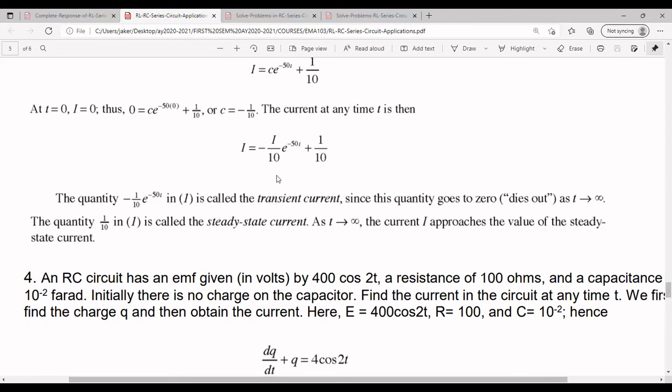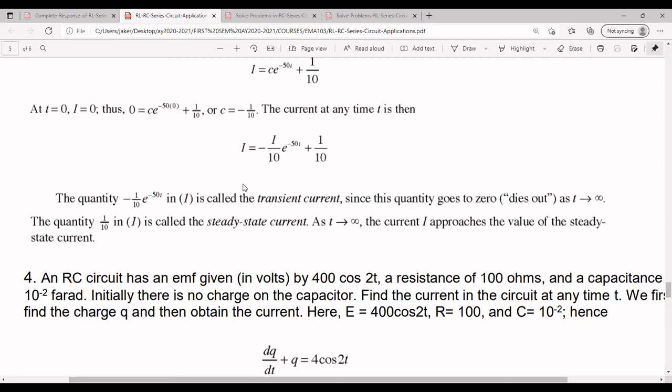Now, why is it called the transient current? The reasoning is in here. Since this quantity goes to zero or dies out as t approaches infinity. So the transient current is that particular current which has a value equal to zero as t approaches infinity. So substitute infinity here, e raised to negative infinity is zero. So it seems like it has no value whatsoever. It goes to zero or dies out as t approaches infinity.